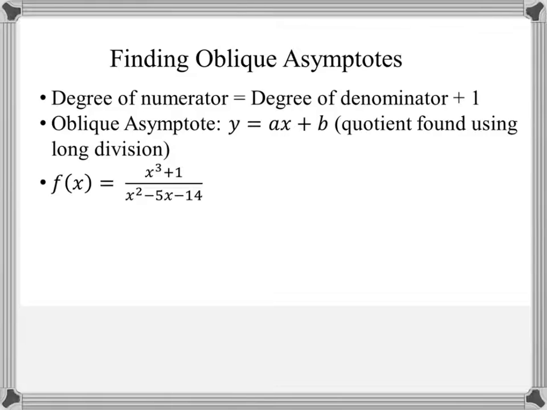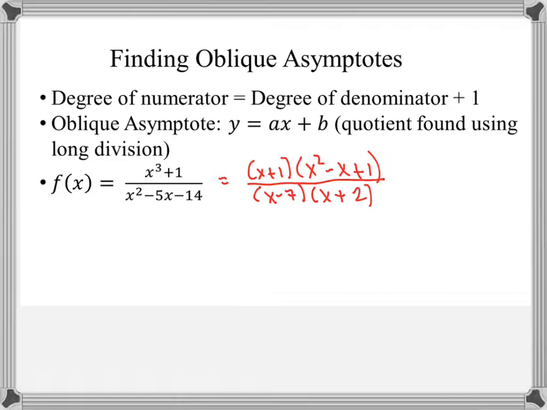f of x equals x cubed plus 1 over x squared minus 5x minus 14. Let's try to factor everything. The numerator, as a sum of cubes, factors to x plus 1 times the quantity x squared minus x plus 1. The denominator factors to x minus 7 times x plus 2. Nothing cancels. We have no canceled factors.